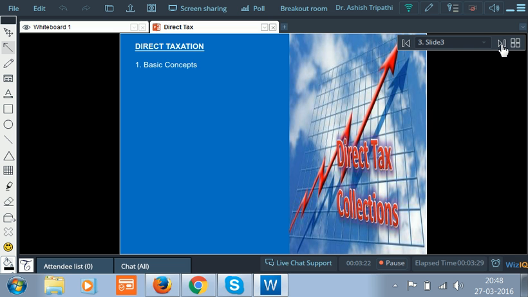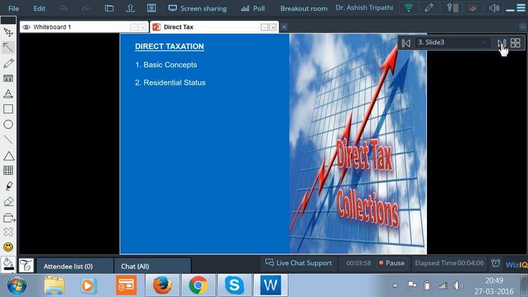Like ASSESSEE, we have assessment, assessment year, previous year, person. Under person we have 7 different categories of person, like individual, Hindu undivided family, company, partnership firm, association of person, body of individual, local authority, artificial judicial person. So these are the terms which have been defined as per Income Tax Act 1961. All those terms we are going to learn under first chapter, that is basic concept.